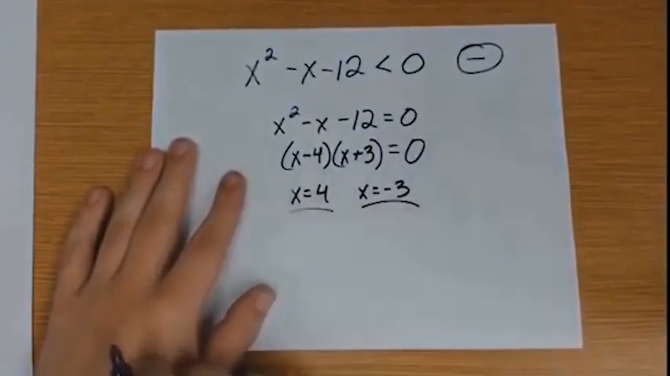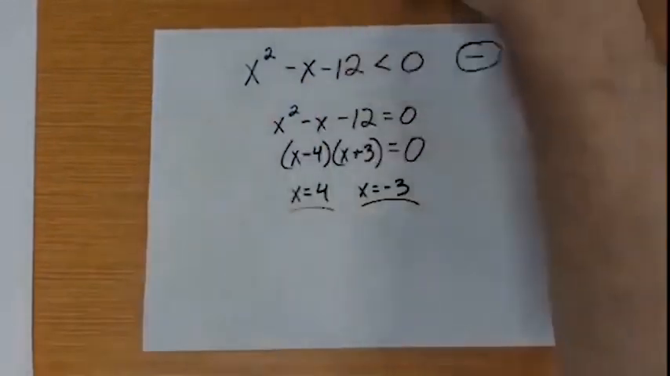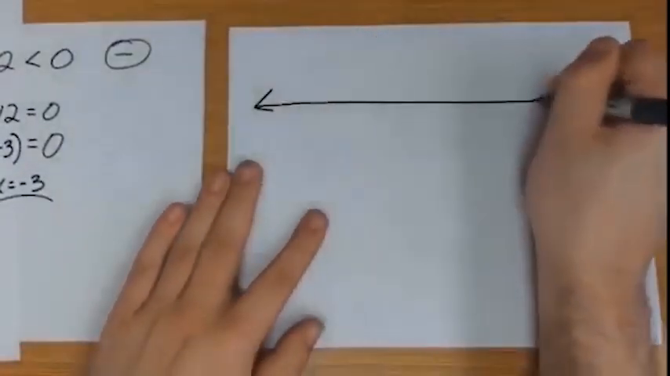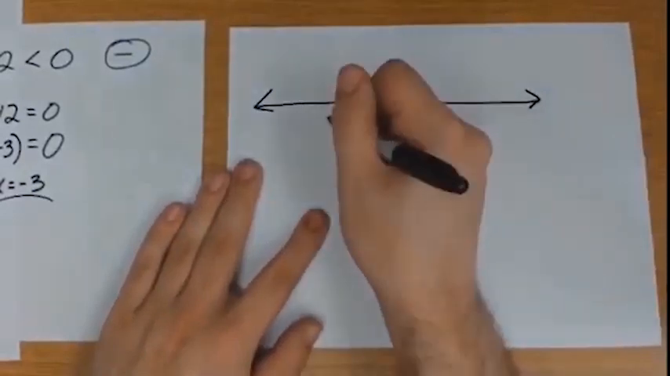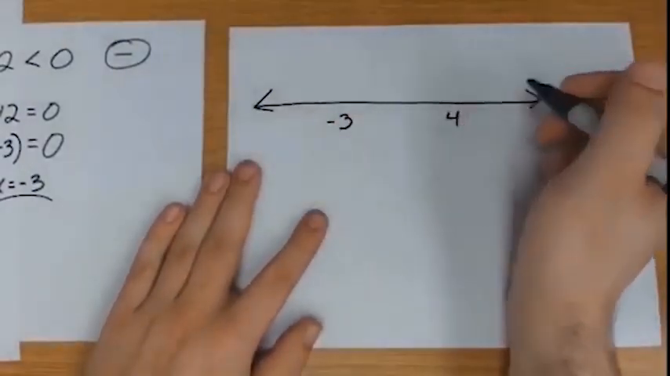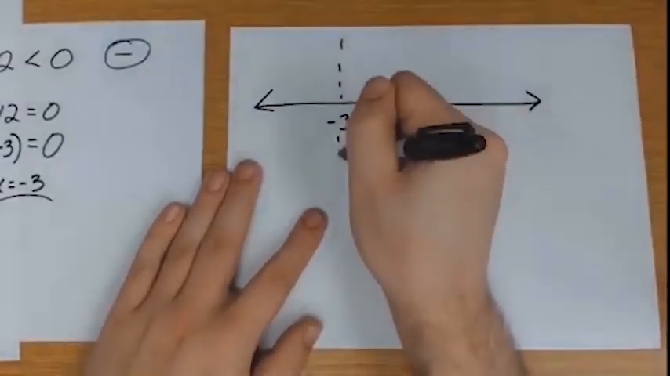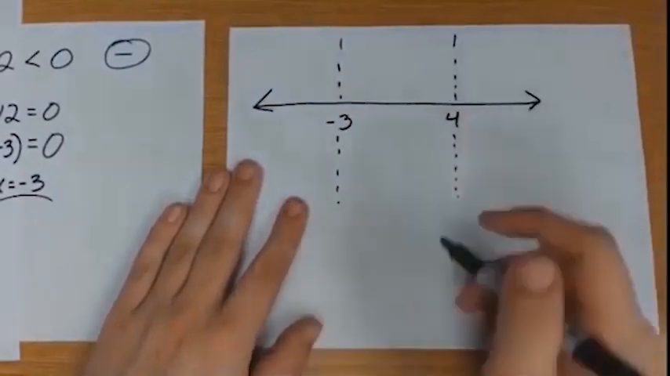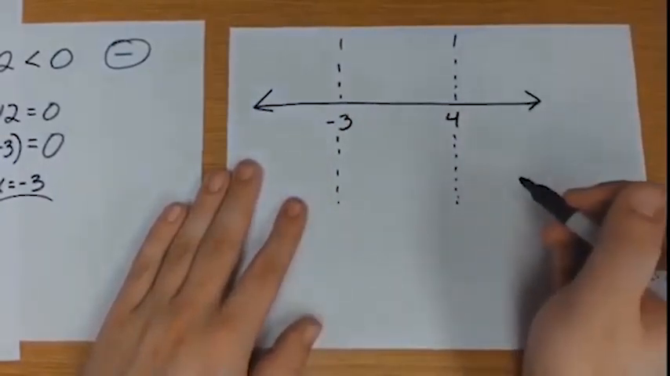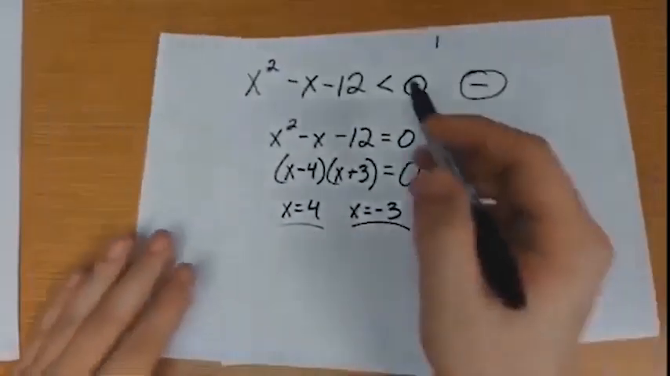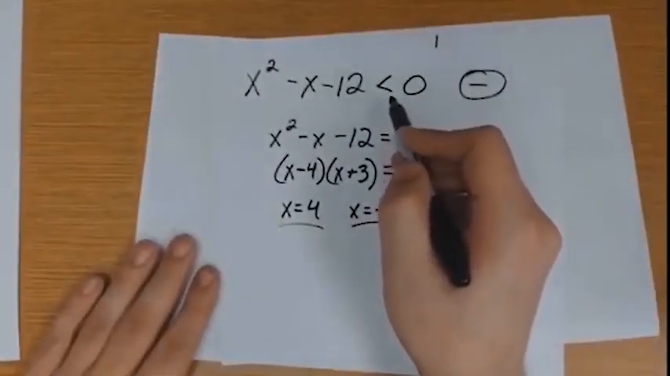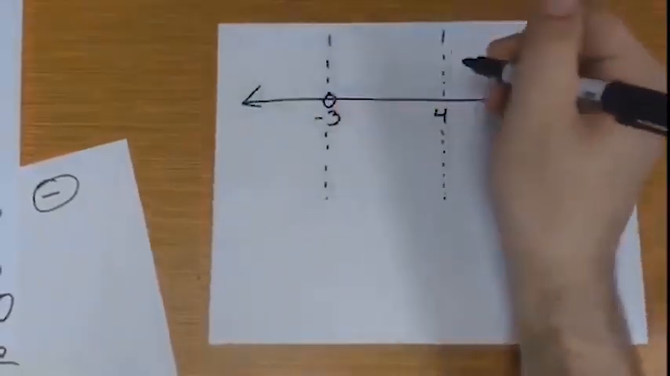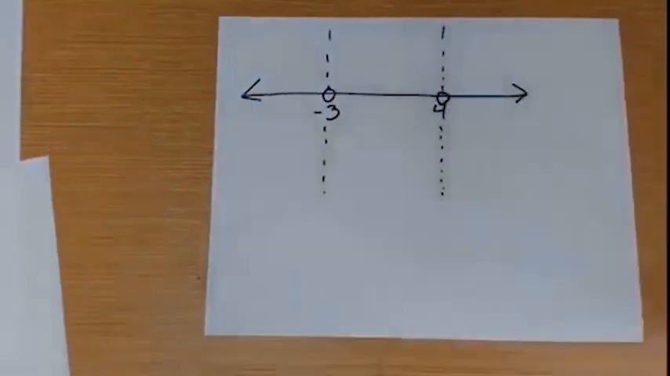These are going to form intervals on the number line. Make a number line, put your negative 3 on, put your 4 on, and separate the number line. Now, since we have less than but not less than or equal to, these are going to be open circles at negative 3 and 4.